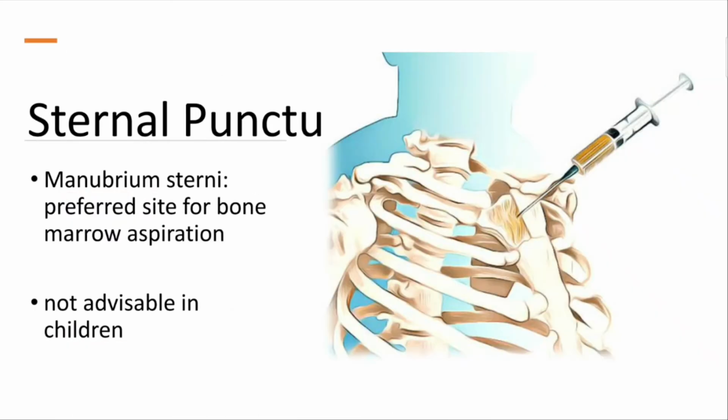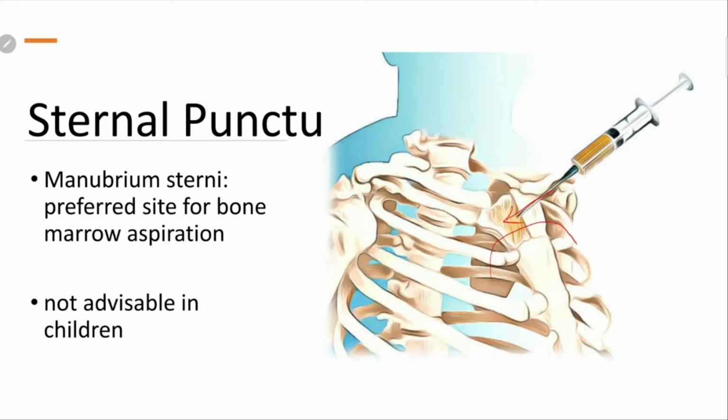Moving on to the bones of the thorax, first is the manubrium sterni. Sternal puncture: the manubrium sterni is the preferred site for bone marrow aspiration because it is subcutaneous and readily accessible. The bone marrow sample is required for hematological examination. A thick needle is inserted in the upper part of the manubrium to avoid injury to the arch of the aorta, which lies behind the lower part.